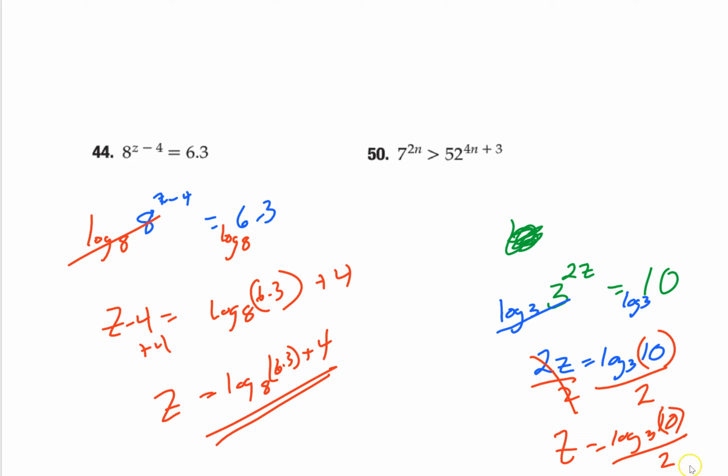So that's the idea. This one's the same thing. It's not going to get any prettier though. You can do log base 7 or log base 52, right? Which one do you do? You got to pick one, and it's not going to be that much prettier. It's just kind of a mess either way. But that's the general idea. And we're done.